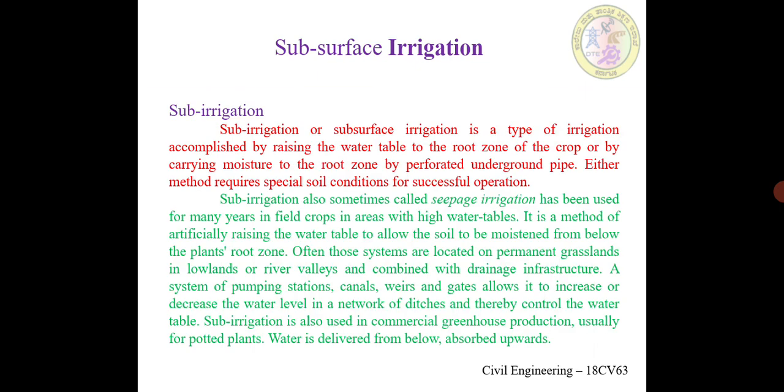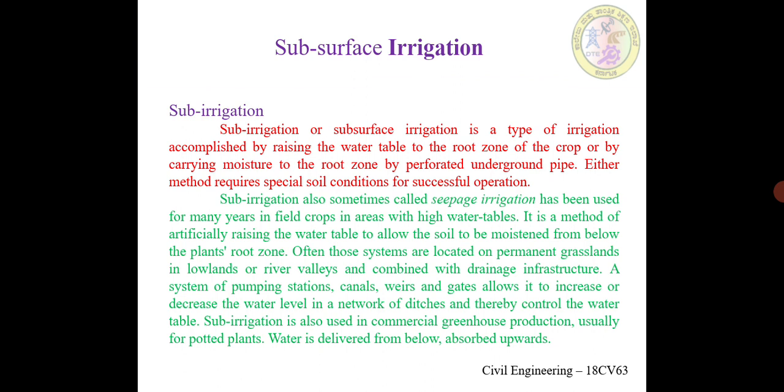Subsurface irrigation or sub-irrigation is a type of irrigation accomplished by raising the water table to the root zone of the crop or by carrying moisture to the root zone by perforated underground pipe. Either method requires special soil conditions for successful operation.